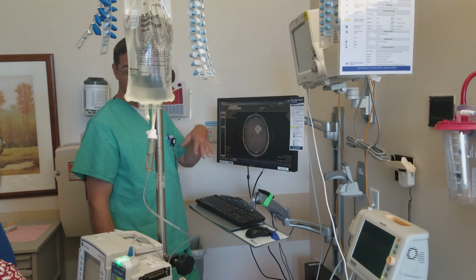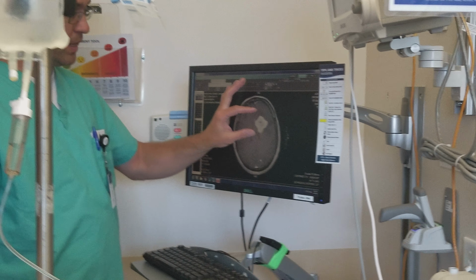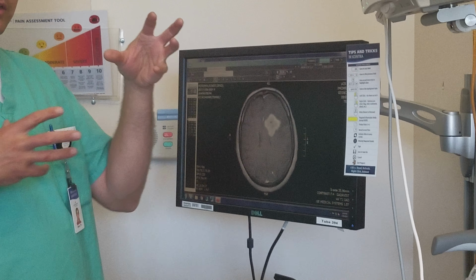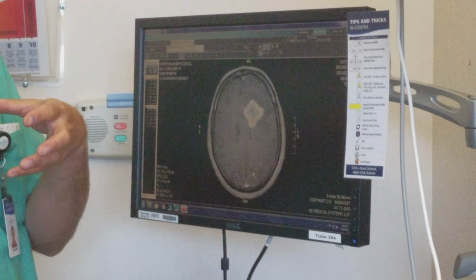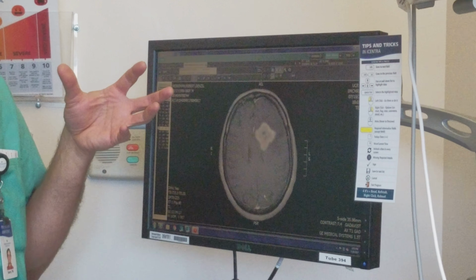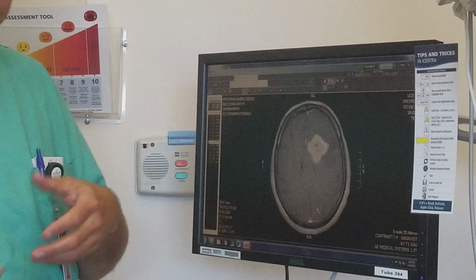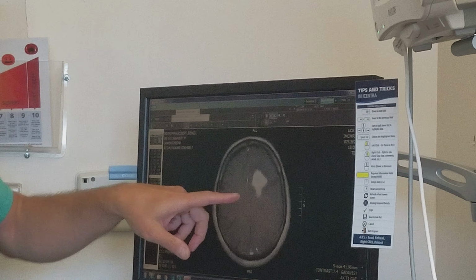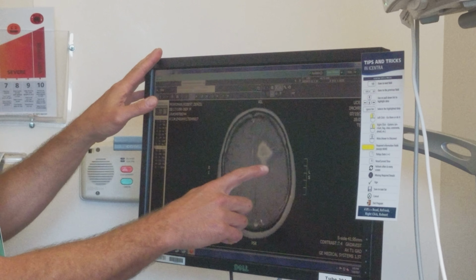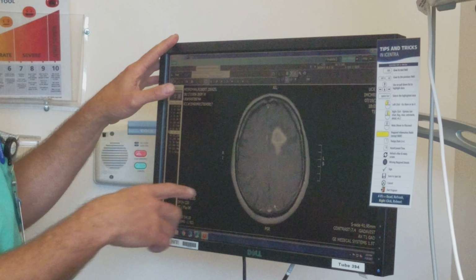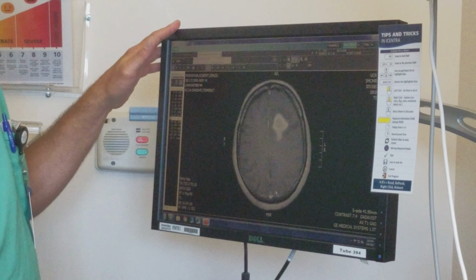So what we do the contrast for is so that it will go in, and if it goes where the mass is, we know that mass sucks in contrast, which means it has vascularity. So it's got blood vessels. In this sequence, you can see that he's also got a lot of swelling around here. And I'll show you the better one that you can actually see the swelling.